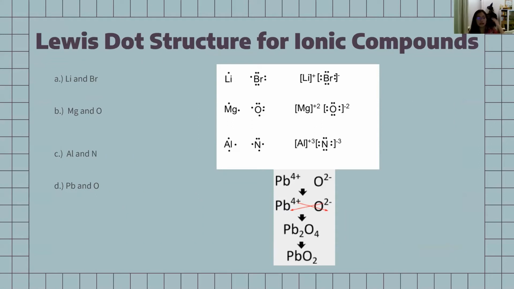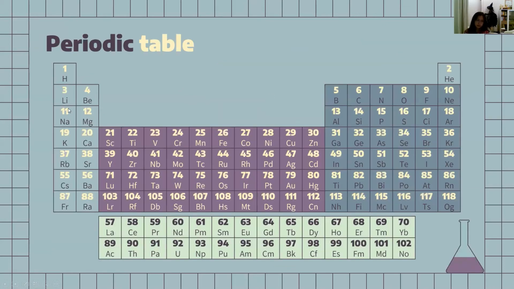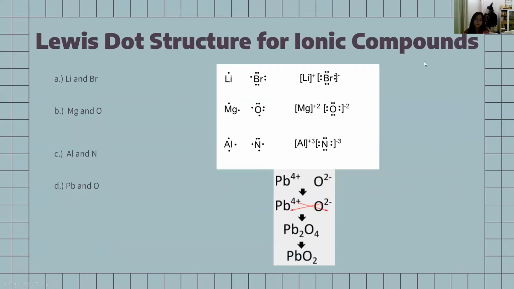So firstly, Li and Br, lithium and bromine. So lithium valence electron is 1, and bromine is 1, 2, 3, 4, 5, 6, 7. So in order for bromine to be stable, it needs 1 more, and the valence electron of lithium is 1. From the periodic table here, this is Li, and this is Br. So it is an ionic bond, right? And so lithium gives 1. Its charge is positive 1. When it gives, it becomes LiBr, or you can just write it in this kind of form.